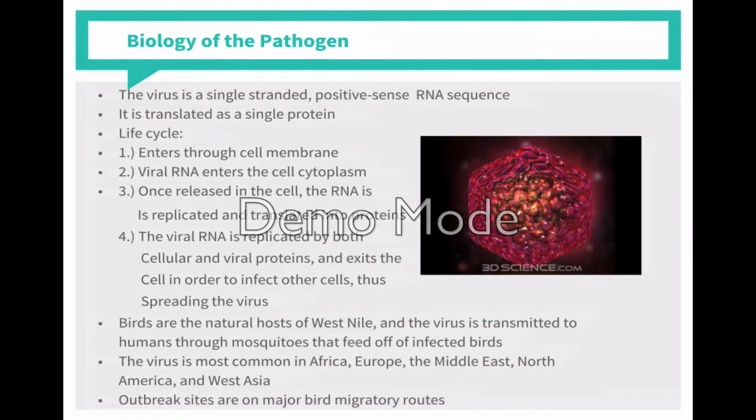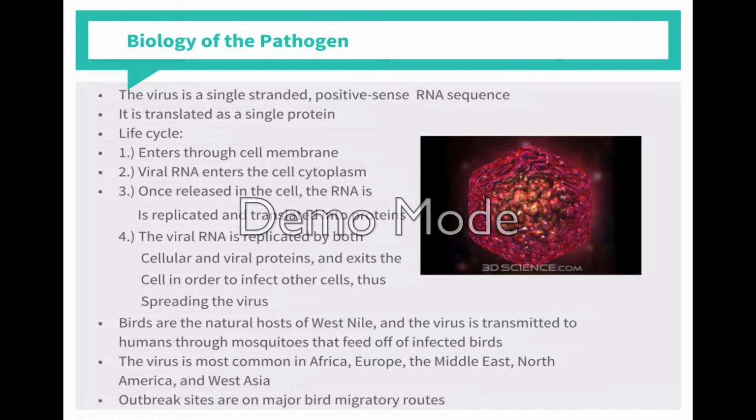Biology of the pathogen. The virus is a single-stranded, positive-sense RNA sequence. It is translated as a single protein. It begins its life cycle when it enters through the cell membrane. From there, viral RNA enters the cell cytoplasm. Once released in the cell, the RNA is replicated and translated into proteins. The viral RNA is replicated by both cellular and viral proteins and exits the cell in order to infect other cells, thus spreading the virus.